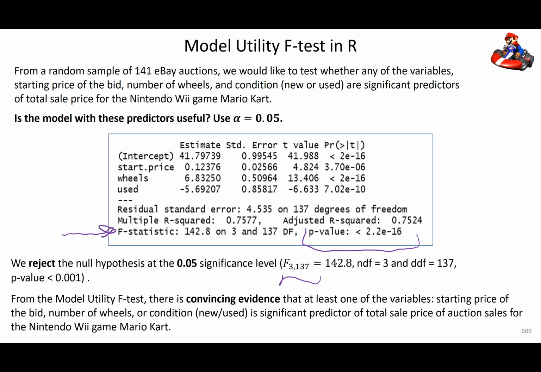So from this F-test, there's convincing or very strong evidence that at least one of the variables, list them, is a significant predictor of total sale price for auction sales of the Nintendo game Mario Kart on eBay.